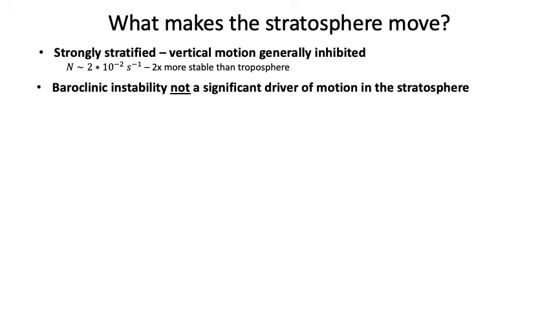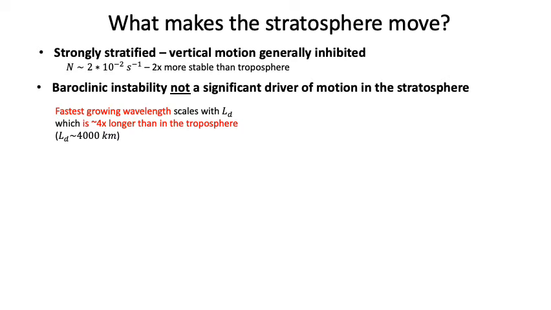A really important one: we spent so much time in the troposphere thinking about baroclinic instability. In the stratosphere, that is not a significant driver of motion. We can go through a couple of reasons why, based on what you've learned before in this class. The fastest growing wavelength for baroclinic instability scales with the Rossby deformation radius, which is about 4 times larger in the stratosphere than in the troposphere. So it's on the order of 4,000 kilometers.